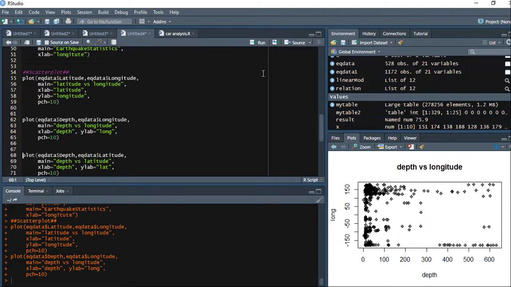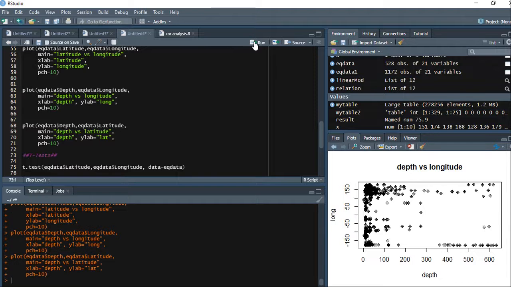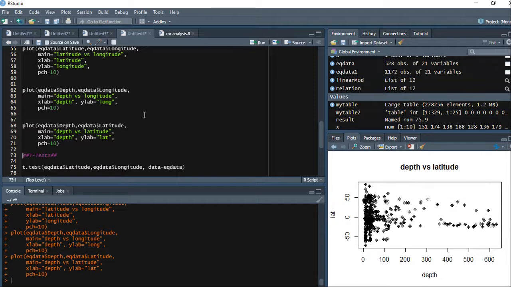So here is the next scatter plot. Here we are considering depth and longitude. On the x-axis we have the longitude, and on the y-axis we have the depth. And here we have the depth versus latitude.